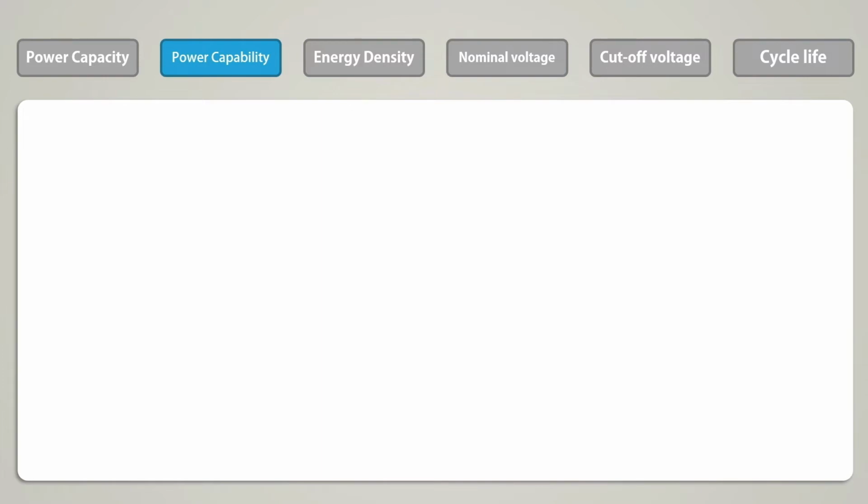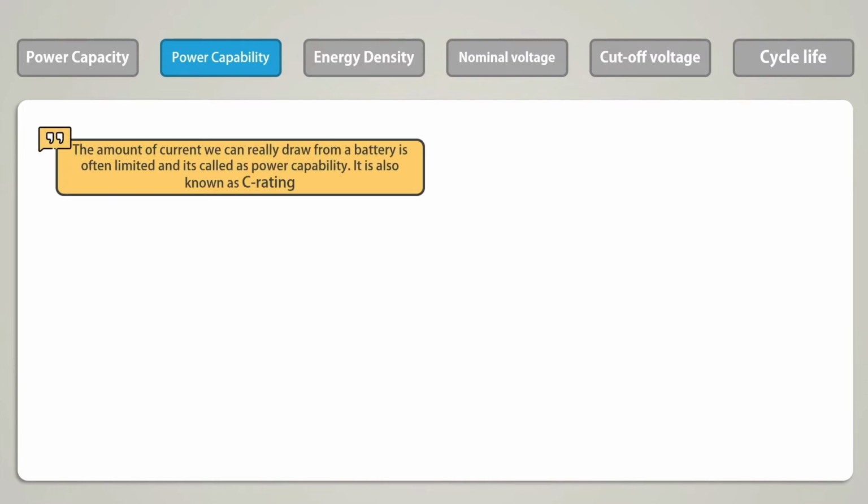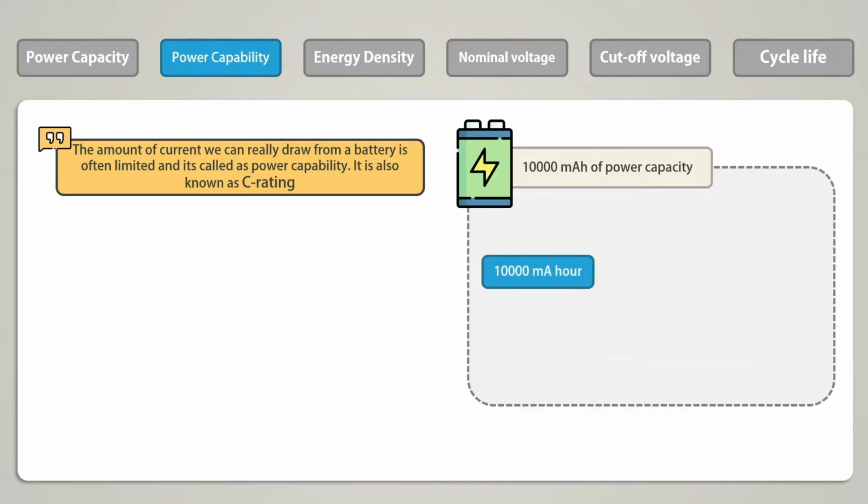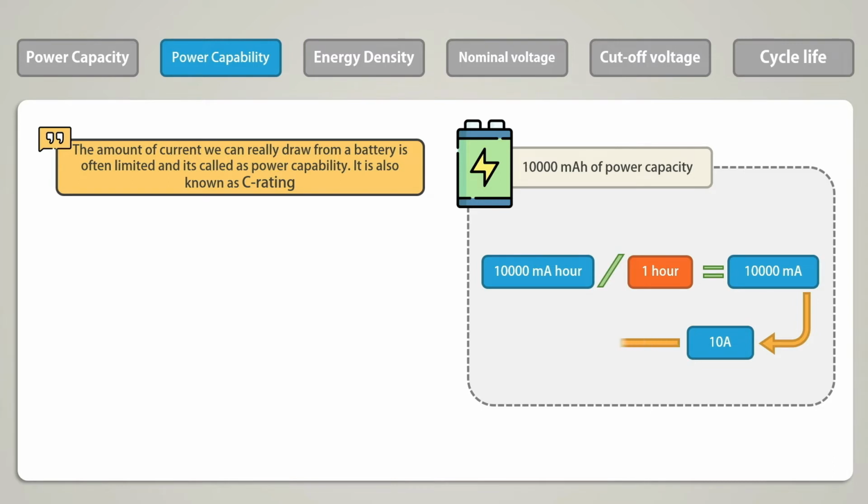Power capability. However, the amount of current we can really draw from a battery is often limited, and it's called power capability. It is also known as C rating. Theoretically, it is calculated as Ah divided by 1 hour. For example, let's consider a battery which has 10,000 mAh of power capacity. Dividing 10,000 mAh by 1 hour gives 10,000 mA, which equals 10 amperes. So the C rating of the battery is 10C.